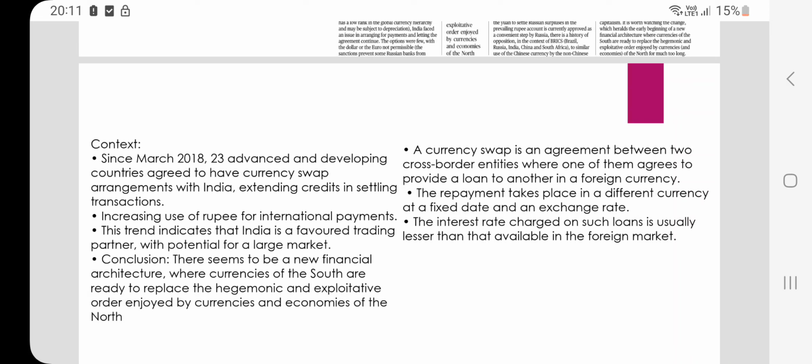The context of the news is increasing the use of rupee for international payments. This trend indicates that India is a favored trading partner with potential for a large market. Conclusion, there seems to be a new financial architecture where currencies of the south are ready to replace the hegemonic and exploitative order enjoyed by the currencies and the economies of the north.